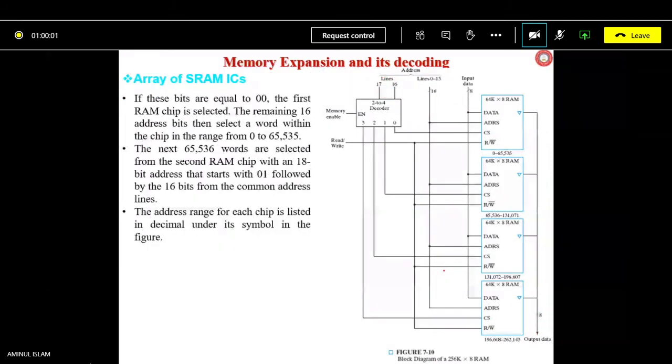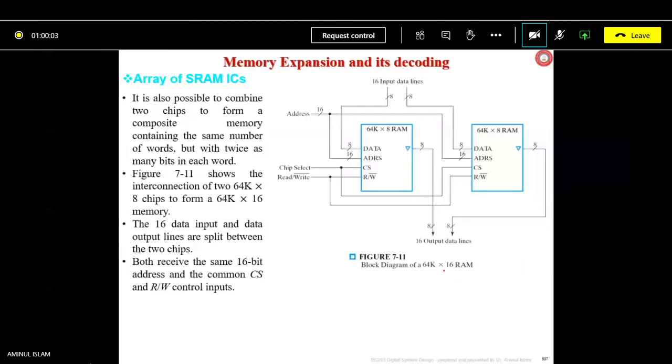I think we'll end up here. Now, if your byte has 8 bits and your 64K by 8 RAM has only 8 bits in a row, that is not sufficient for you. So you need possibly 16. Then you can connect in this way, and we have discussed earlier also, isn't it? Yes, sir. We have discussed many things about the expansion, so that is also over.